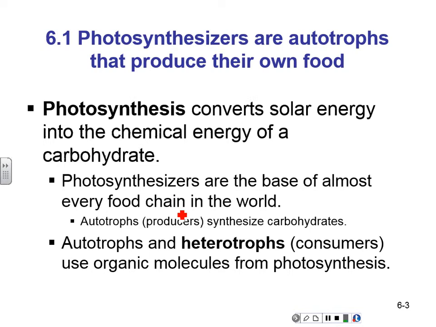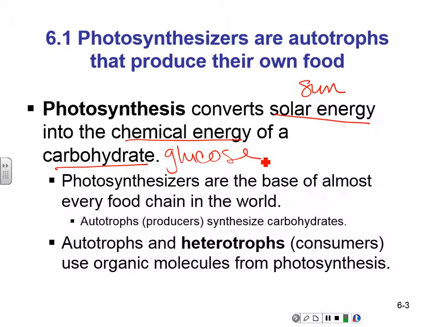Okay, chapter 6. Chapter 6, basically we need to talk all about photosynthesis. What is photosynthesis? We're converting the sun, solar energy, into chemical energy of a carbohydrate, and specifically we're creating glucose. So sometimes you'll see C6H12O6. That is the chemical formula for glucose.